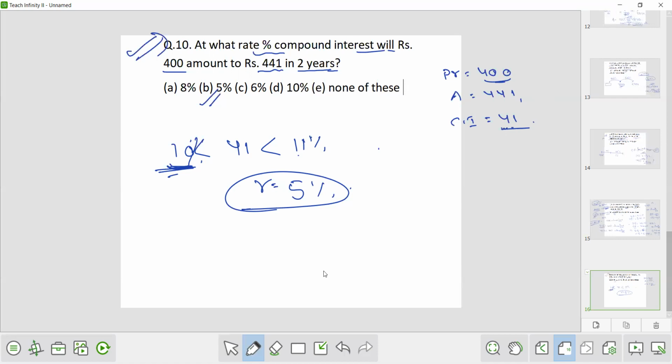So I hope, friends, that you have got some concept on this compound interest. Now I will give you the exercise questions on this simple interest as well as this compound interest.